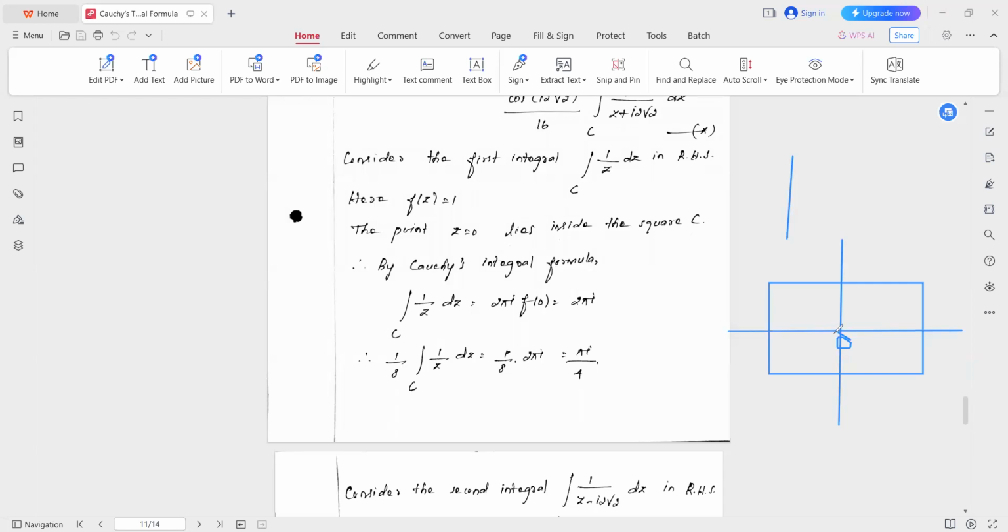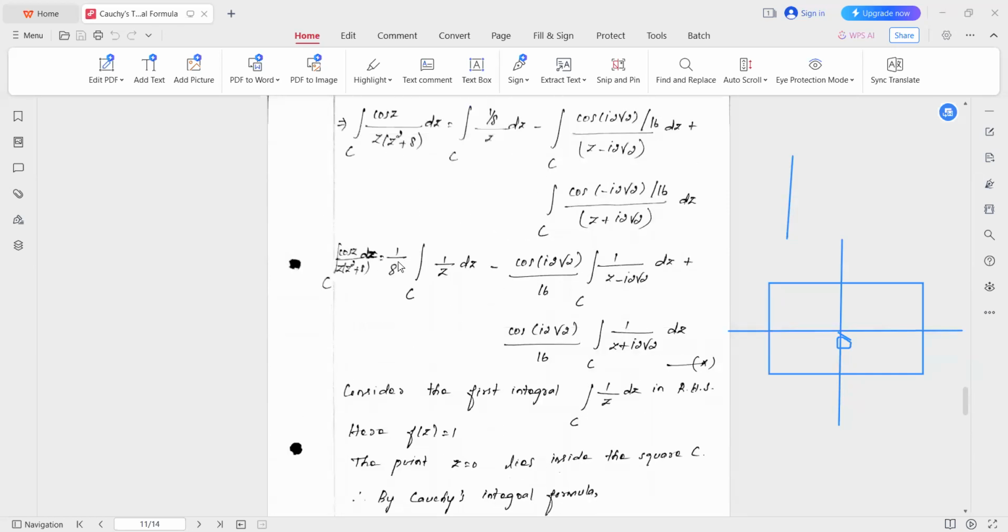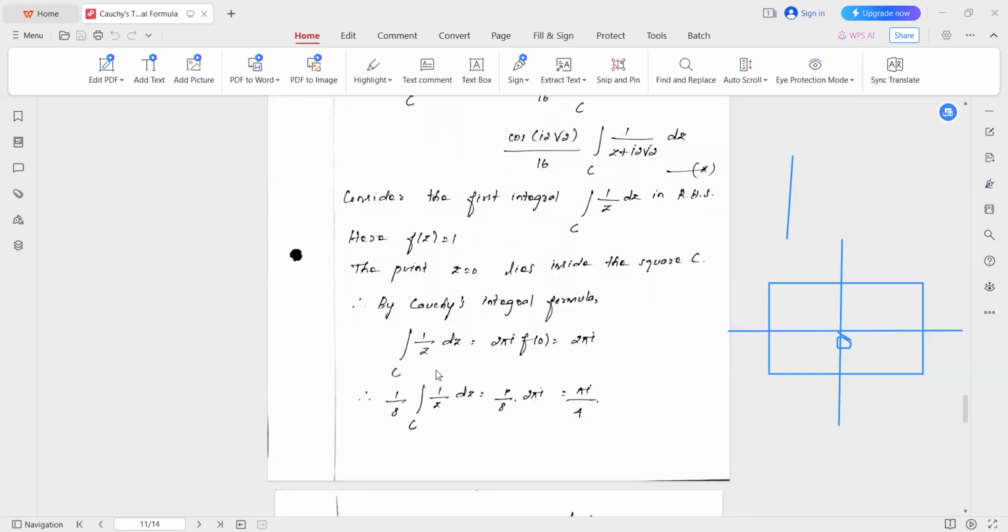So we are applying Cauchy's integral formula. Therefore, the integral over C of 1 by z dz is equal to 2 pi i into f of 0. Since f of z equals 1, f of 0 is also 1, which gives 2 pi i. Here we have 1 by 8 in front of this integral. Already we found the value of this integral, so now we are multiplying by 1 by 8. So 1 by 8 into 2 pi i is equal to pi i by 4.